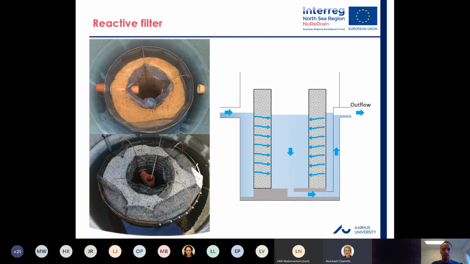Yes, this slide shows the other main component of our system, which is the reactive filter.